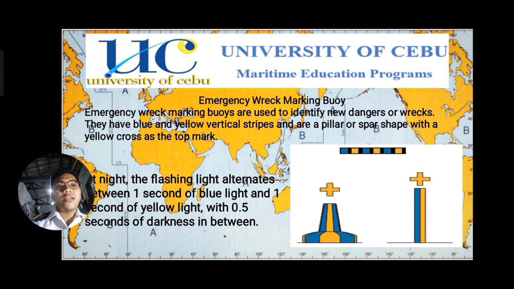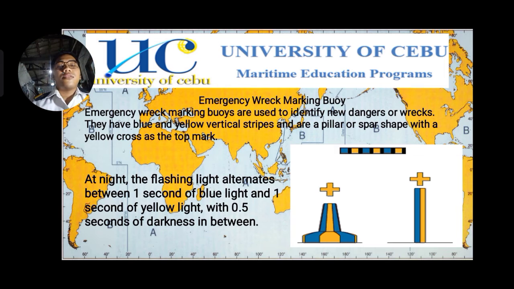Next is emergency wreck marking buoy. Emergency wreck marking buoys are used to identify new dangers or wrecks. They have blue and yellow vertical stripes and a pillar or spar shape with a yellow cross as the top mark. So that is the example of it in the picture. So it has yellow and blue vertical stripes and a cross or spar sometimes as a top mark.